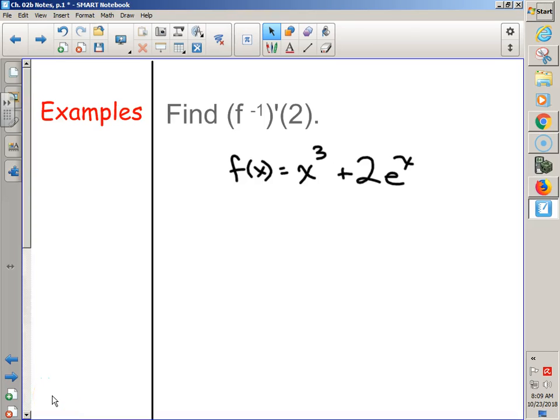So, does that mean it was super easy? Well, let's see. Real quick, with a raise of hand, how many of you guys used or tried to use the formula? F inverse prime of B is equal to F prime of A. Good. How many of you guys tried implicit? Okay, a couple. Let's go ahead and see how we did.